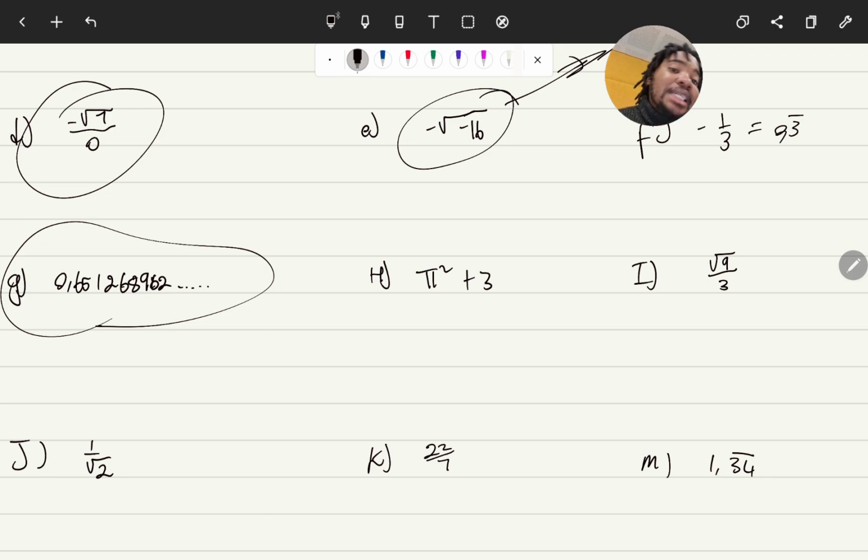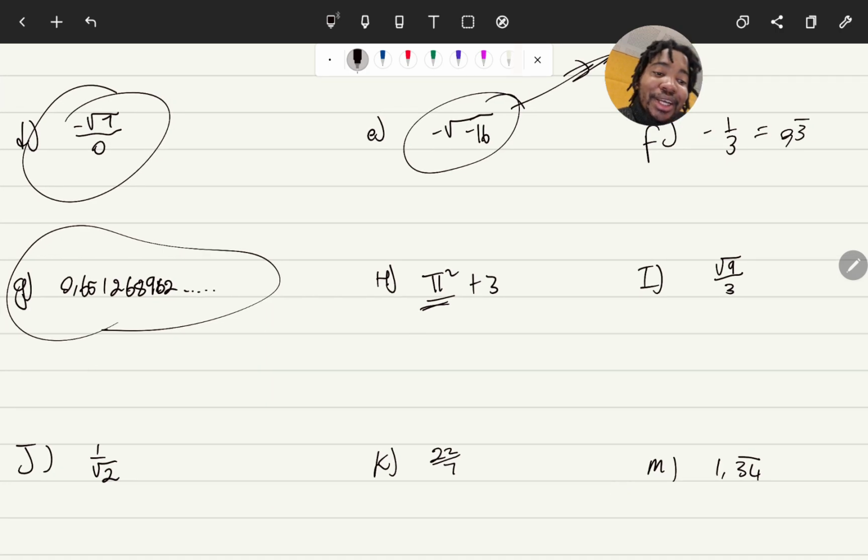Don't be confused. It's still going to be irrational because of this pi. The number exists, yes, but it's still irrational. Another interesting one is square root of 9. You know what it is, right? It's 3. So you have 3 over 3, which is 1. So the number is rational, and it is a real number.